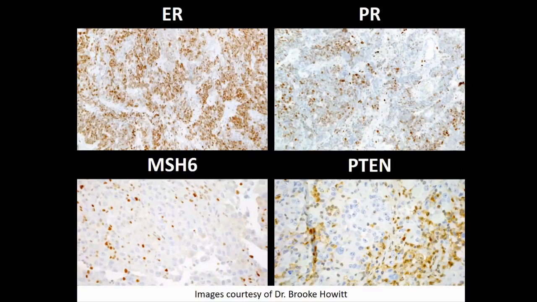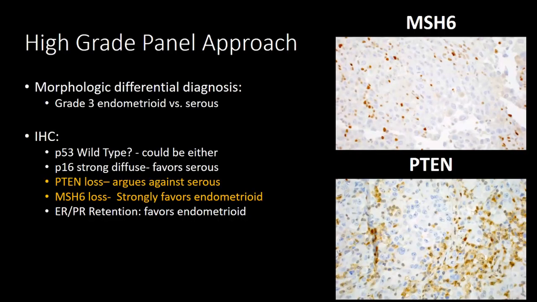However, if you look at your extended panel, you'll notice that there's a lot of ER, a lot of PR, and that MSH6 is lost. And if MSH6 is lost, that means MSH2 is lost, and you have a mismatch repair deficient tumor, which is not that common in serous carcinoma. And finally, PTEN staining is lost as well. And if PTEN staining is lost, then you're probably dealing with an endometrioid carcinoma.